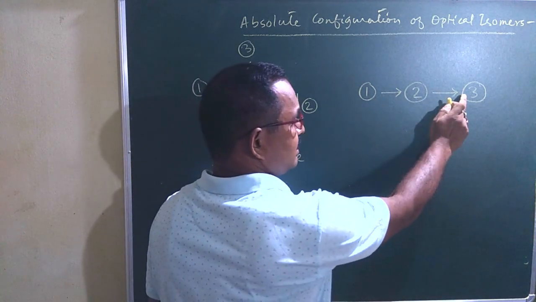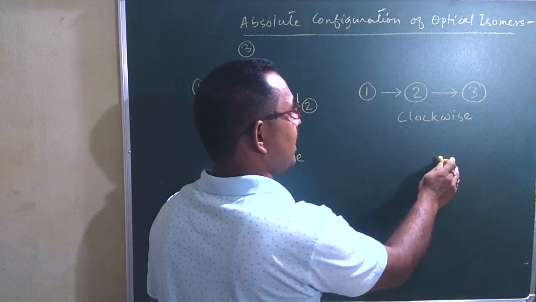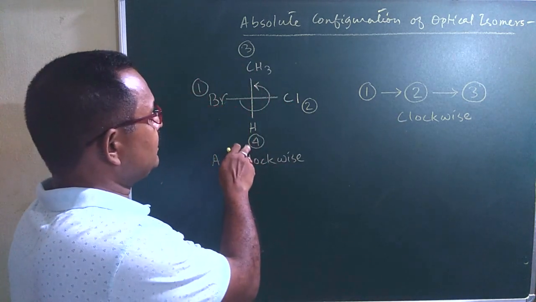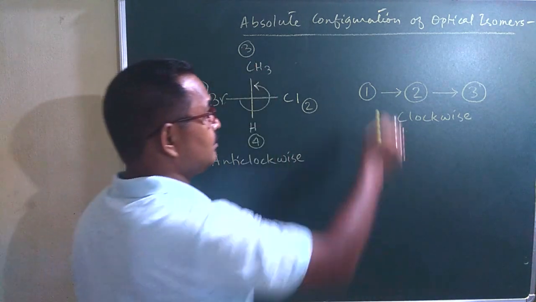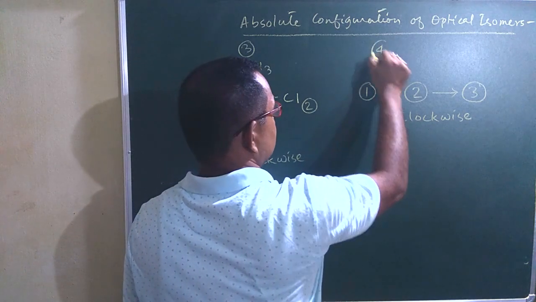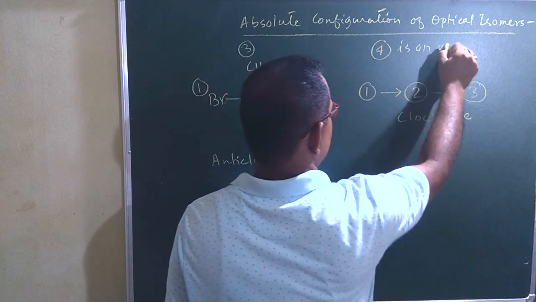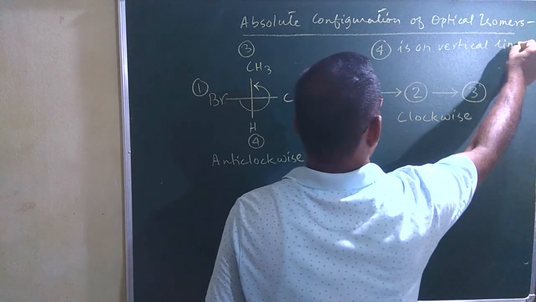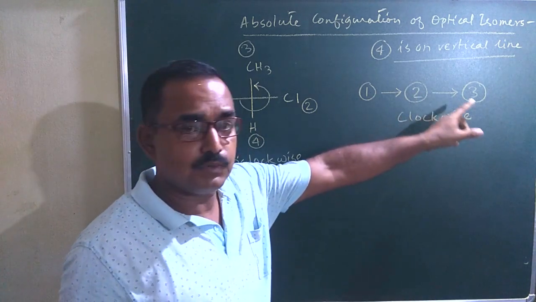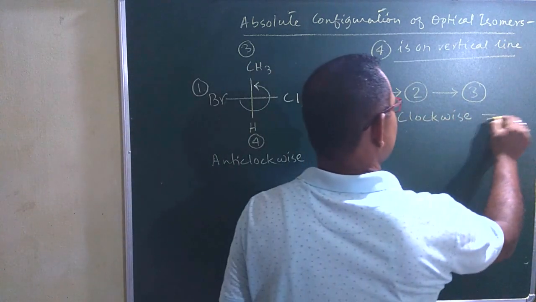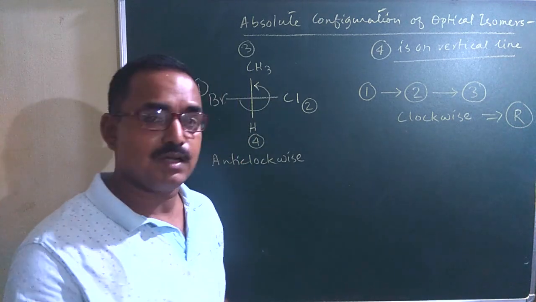See, if this rotational sequence is clockwise, and the fourth priority group, that is the group with least priority, is on vertical line of Fisher projection, okay, the group with the least priority is on vertical line in Fisher projection, and the sequence 1 to 2 to 3 is clockwise, then the configuration will be R configuration. R comes from rectus, means right.